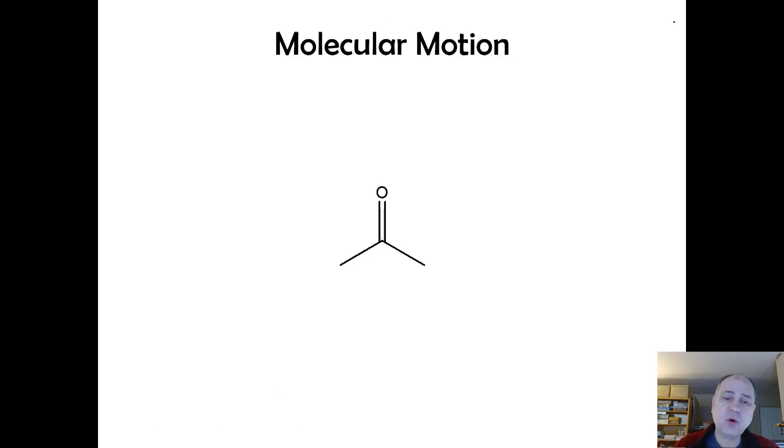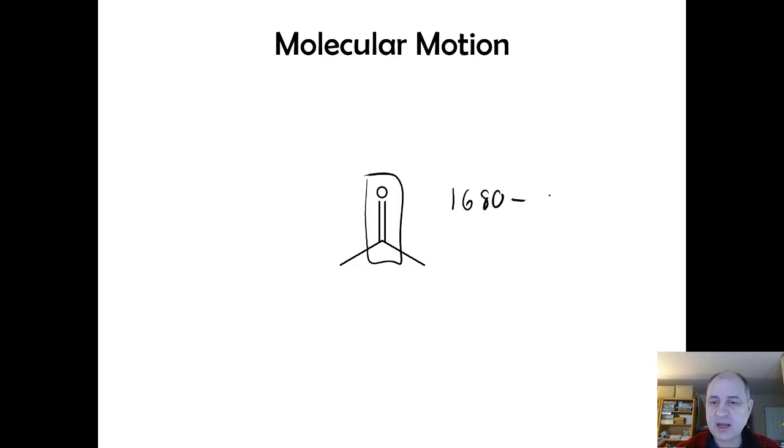For example, you already know that we can detect vibrations and bending motions of molecules by infrared spectroscopy. One important stretching frequency we can detect by IR is this carbonyl here. And of course there are slight variations between ketones and aldehydes and amides, but they all have a strong band between, I want to say 1680 and maybe 1750 per centimeter. So that's just one example of how we can make use of these molecular vibrations.